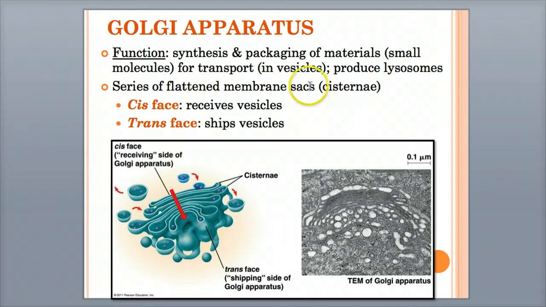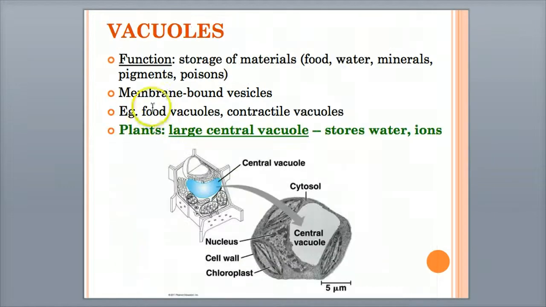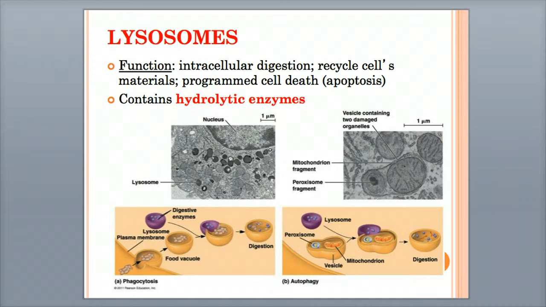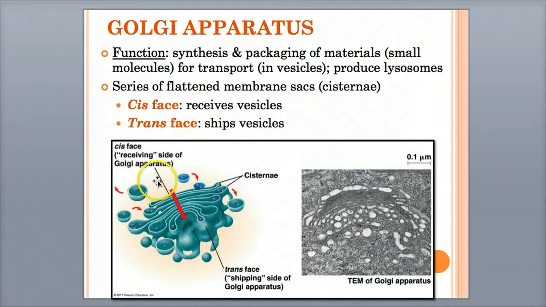It's a series of flattened membranes and sacs called cisternae. The cis face is the receiving side of the Golgi apparatus. Again, think of this as a UPS. It receives the stuff from the ER. You see these little dots right here? These are the vesicles. Think of a vesicle as a bubble. It comes in and it packages. It's like, here's something I want to ship, can you package it for me? So the cis face, this side, receives vesicles.